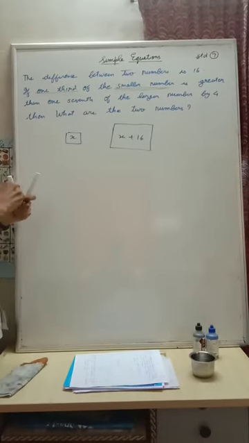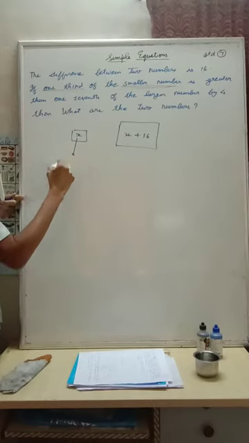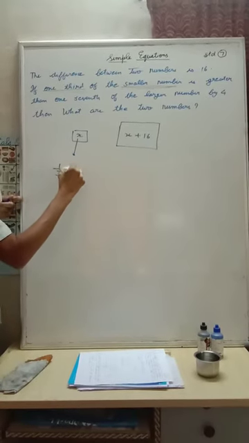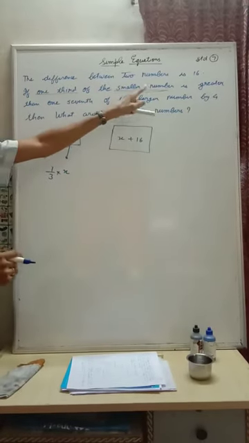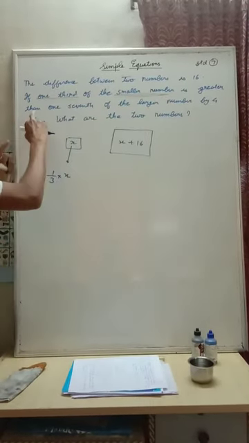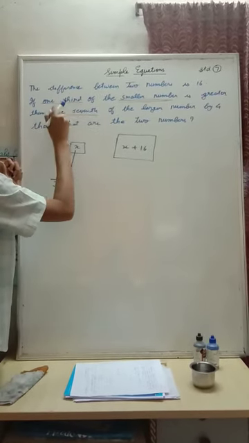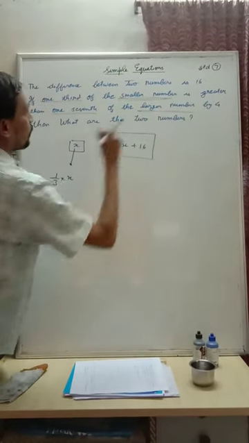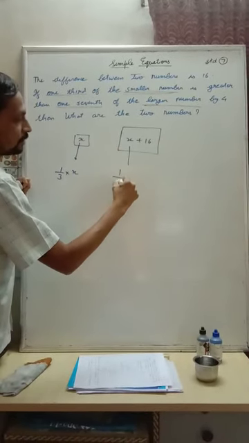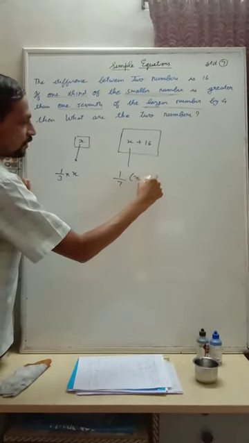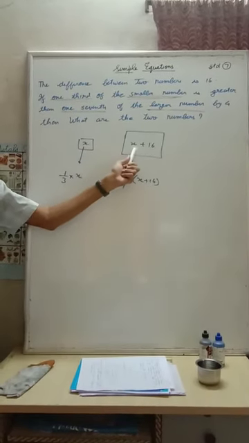This is the smaller number, so how much will its 1/3 come to? I'll write here 1/3 of x. This is what I got. 1/3 of the smaller number is greater than 1/7. Again, just focus here. This is 1/7 of the larger number. Now 1/7 of the larger, we do this: 1/7 of x plus 16. This is the smaller number, this is the larger number.